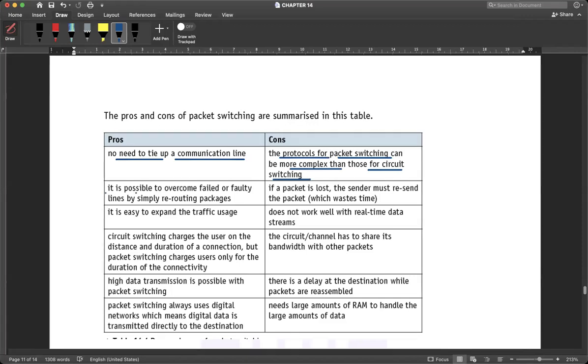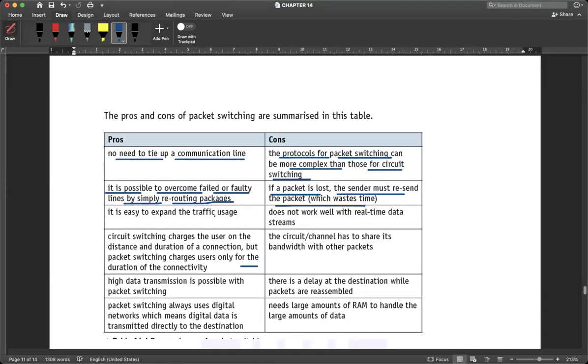Number 2, it is possible to overcome failed or faulty lines by simply rerouting. Yes, it is easy. Why? Because the computer is going to pick the rerouting automatically and the data will be sent. But here, if a packet is lost, the sender must resend the packet. Yes, it takes time. When there is an error in the transmission, it takes some time to send the data back to the recipient.